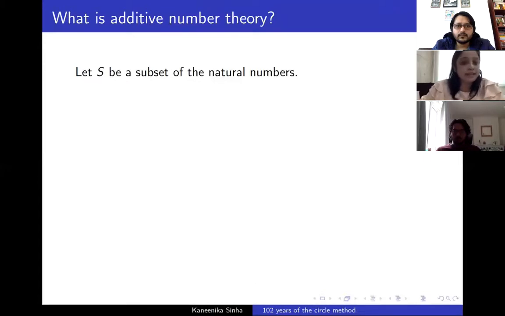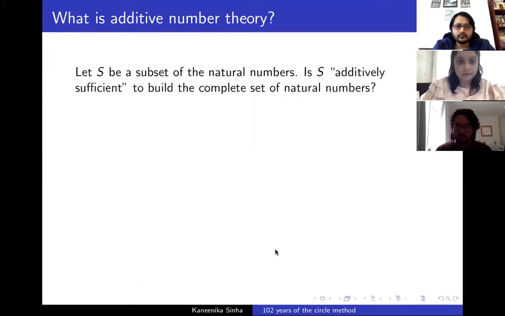So let us take S to be a subset of the natural numbers, any subset that you like. For example, so far we had the set of primes, but if you don't like prime numbers, you could take S to be the set of all squares of natural numbers, or you could take S to be the set of any kth powers, say k equal to 3 or k equal to 4 and so on. So now the question is: is S additively sufficient to build the complete set of natural numbers?